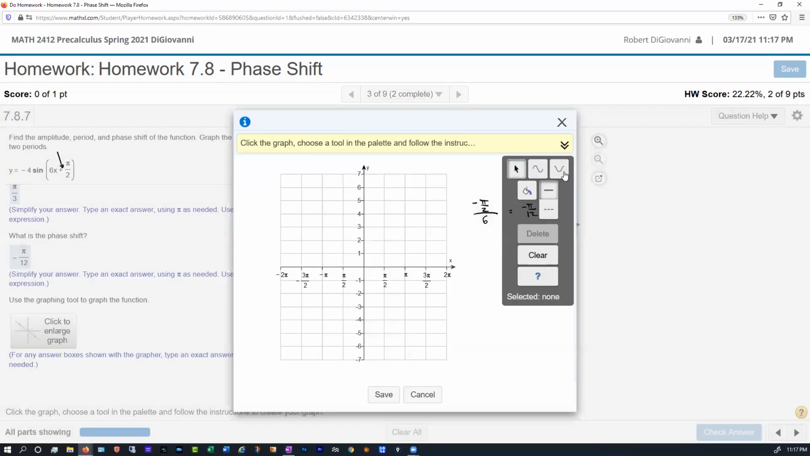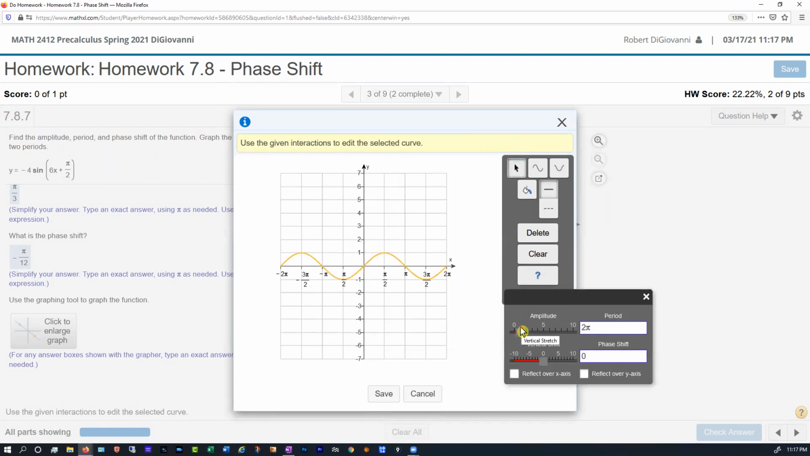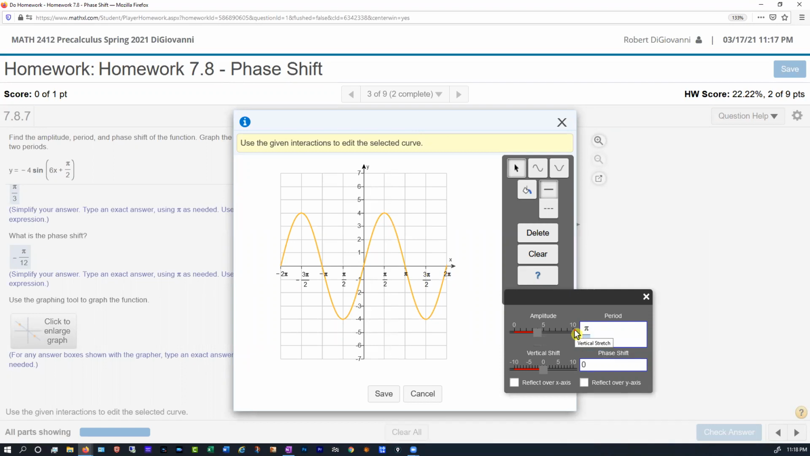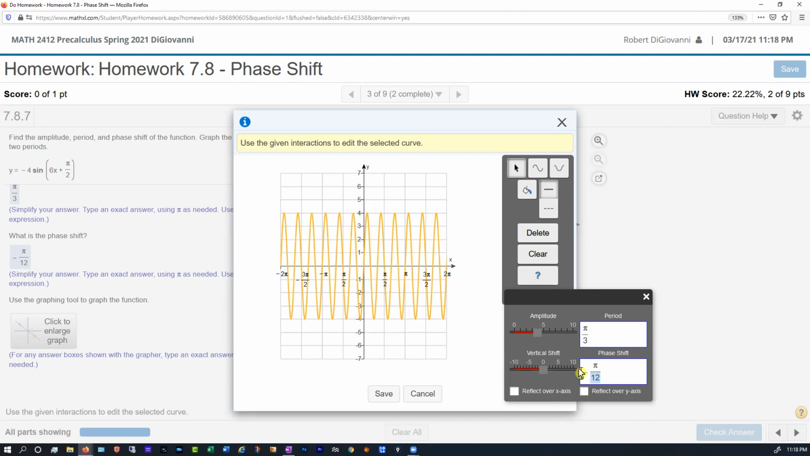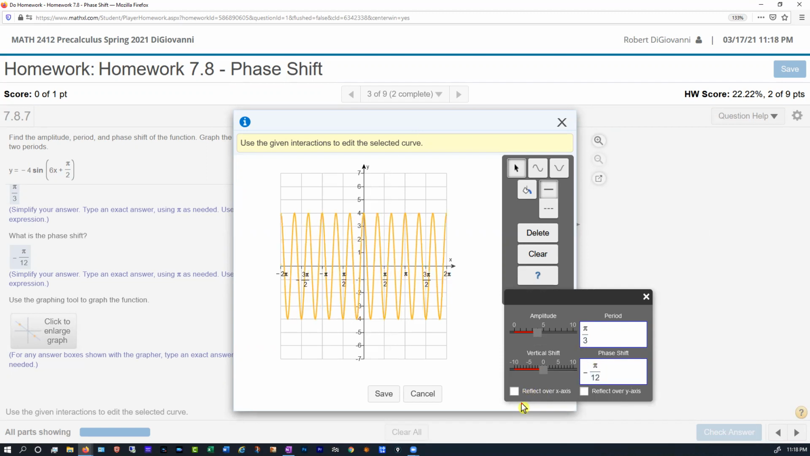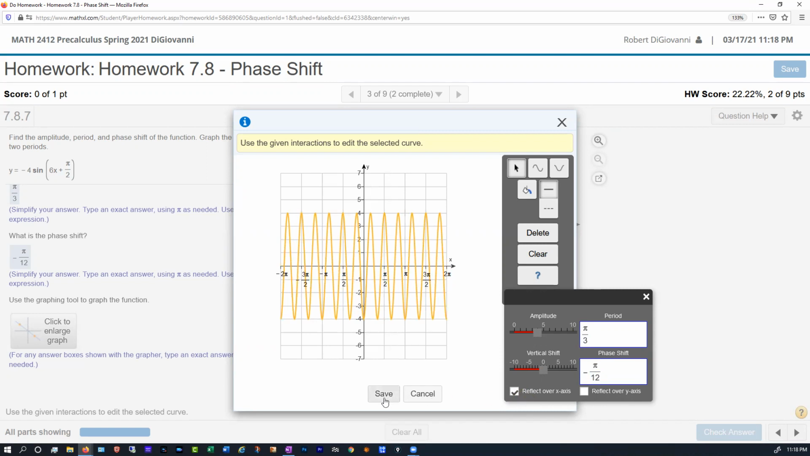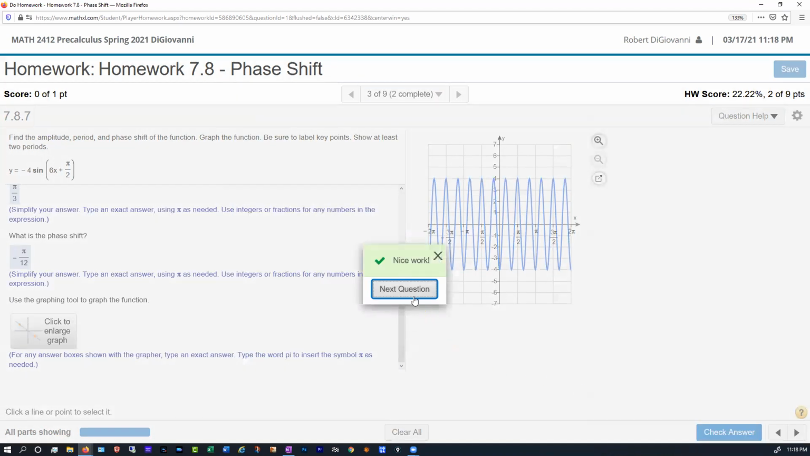Now let me try and graph this thing. It is a sine function. Amplitude negative 4, or 4 I should say. Period is pi over 3. Phase shift was negative pi over 12. And we had a reflection over the x-axis. That's it.